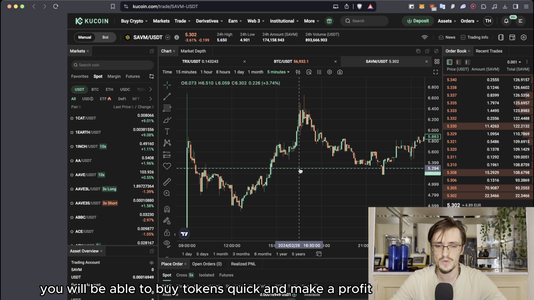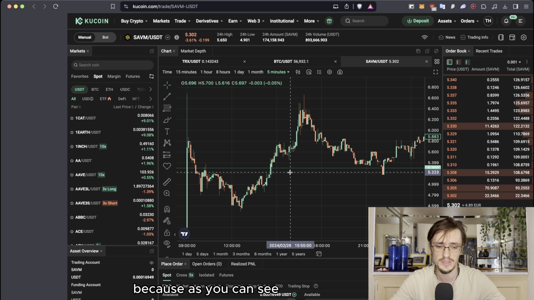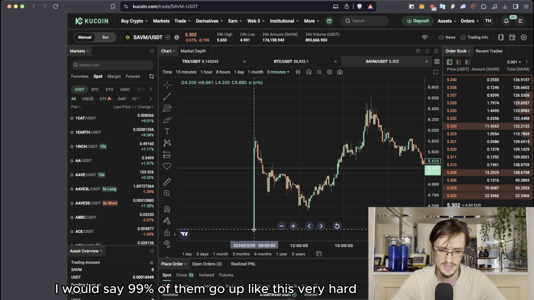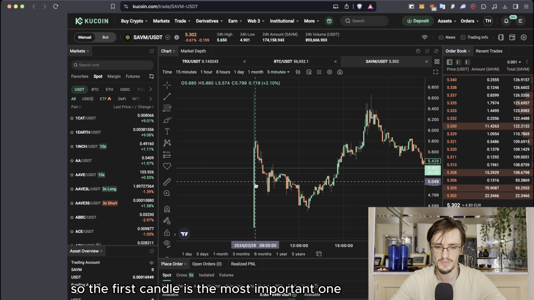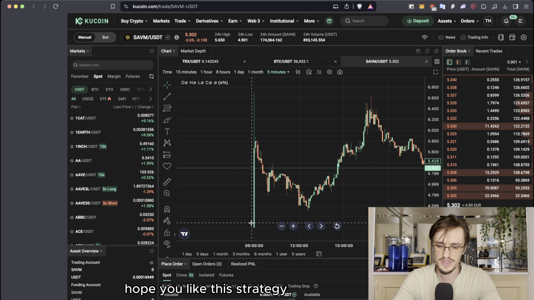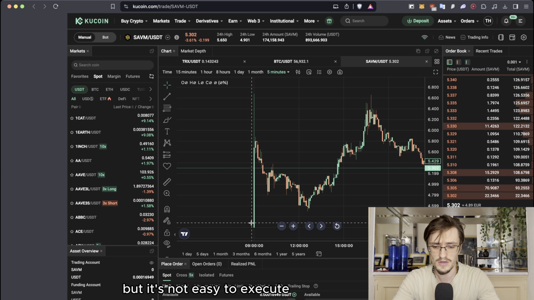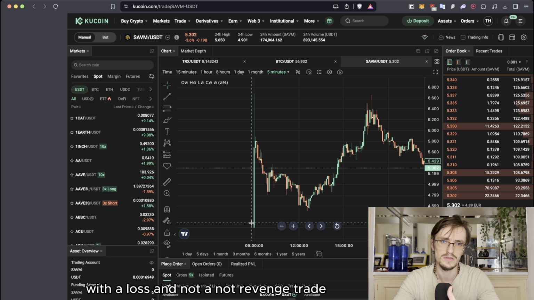With this strategy you will be able to buy tokens quick and make a profit without much risk, because as you can see, most of the tokens, in fact I would say 99% of them, go up very hard and then they begin dropping. So the first candle is the most important one, and with this strategy you are able to benefit from very decent profits. Hope you like this strategy, and it seems simple, but it's not. It's easy to execute, and it takes a lot of mental fortitude to exit with a loss and not revenge trade.